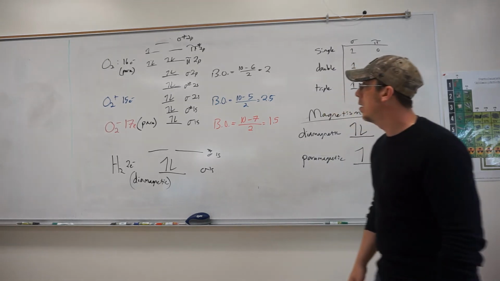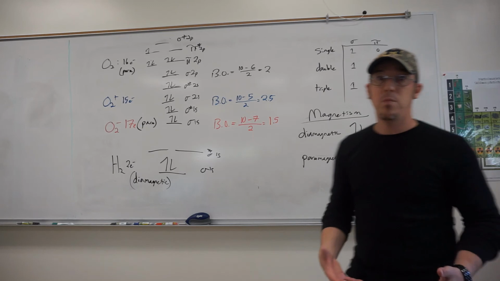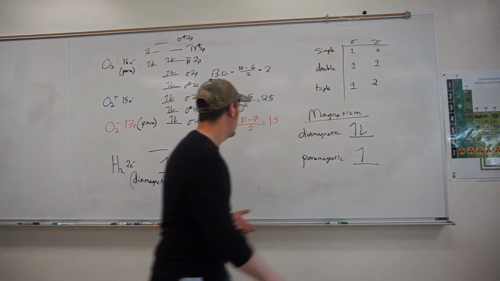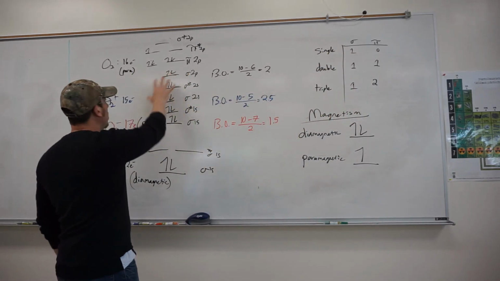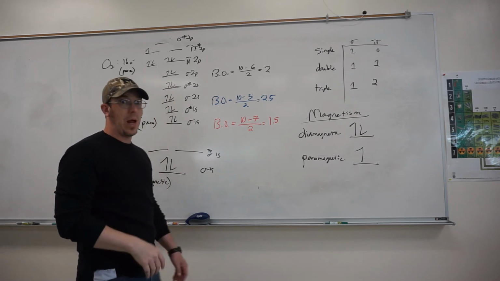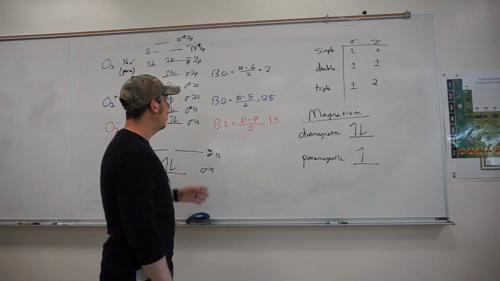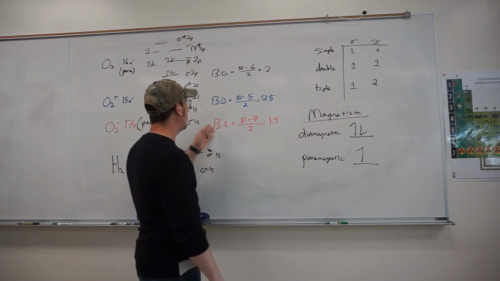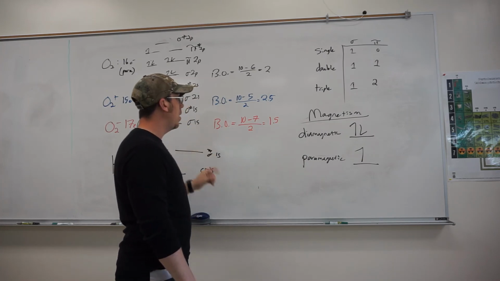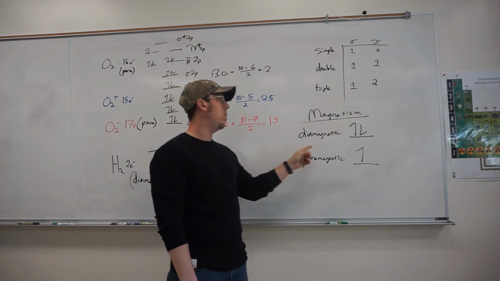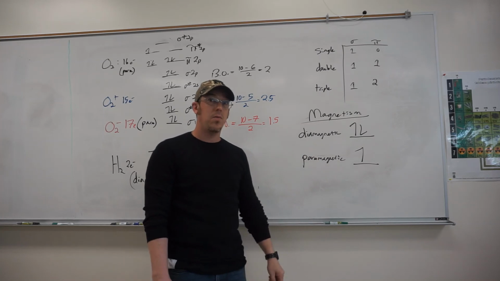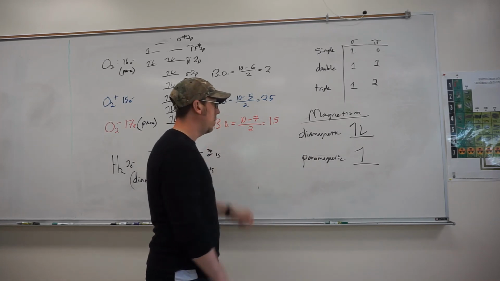So what do we get from molecular orbital theory? We get this diagram. We understand how the electrons are configured throughout the entire molecule. We can determine the bond order from that diagram, and then we also can determine the magnetism from the diagram itself.